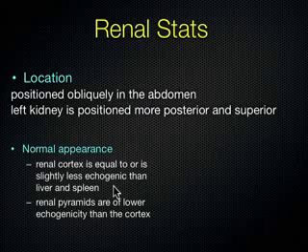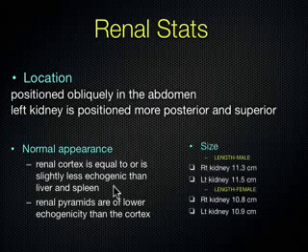So if you want to put that in terms of brightness, the liver and the spleen are brighter than the kidney's cortex, but the kidney's cortex is brighter than the renal pyramids. The renal pyramids are less echogenic than the cortex.